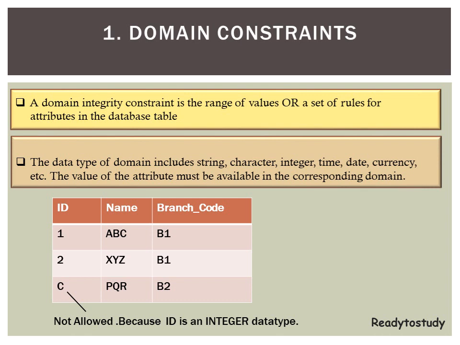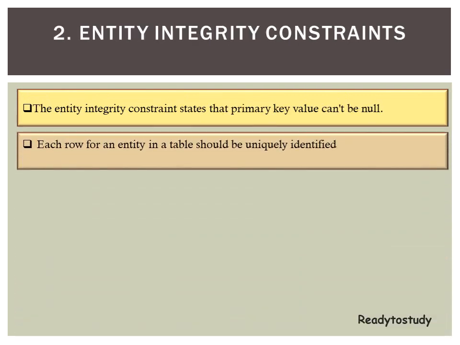The data types of a domain include string, character, integer, time, date, currency, etc. The value of the attribute must be available in the corresponding domain. So this is a domain. Now next is the entity integrity constraint.